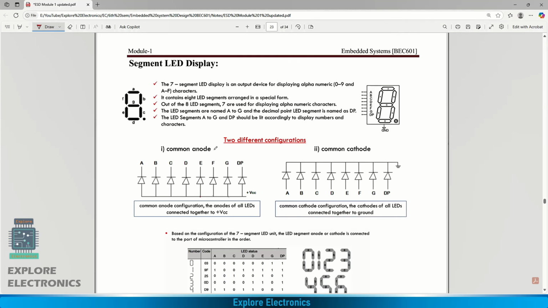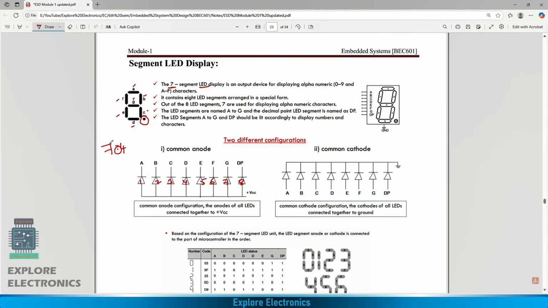By using 7 LEDs, we can have a 7-segment display to display the numbers or any alphabet. Here you can see 1, 2, 3, 4, 5, 6, 7, 8 LEDs are there. 7 LEDs for representing the light, and this dot sometimes we need to display. This dot is used to display the decimal point.